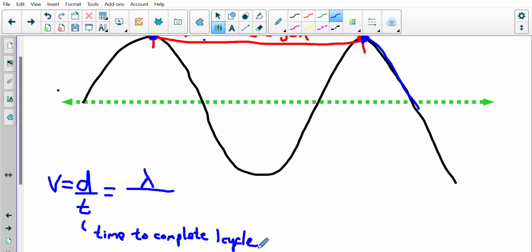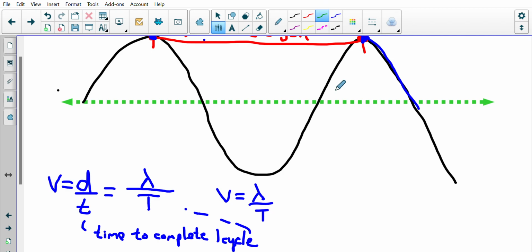Which is called the period, which we just did. So I'm going to put that big capital T in here. All right, so we've got a formula right now. So far, it's V equals our velocity of our wave is take the wavelength and divide it by the period.